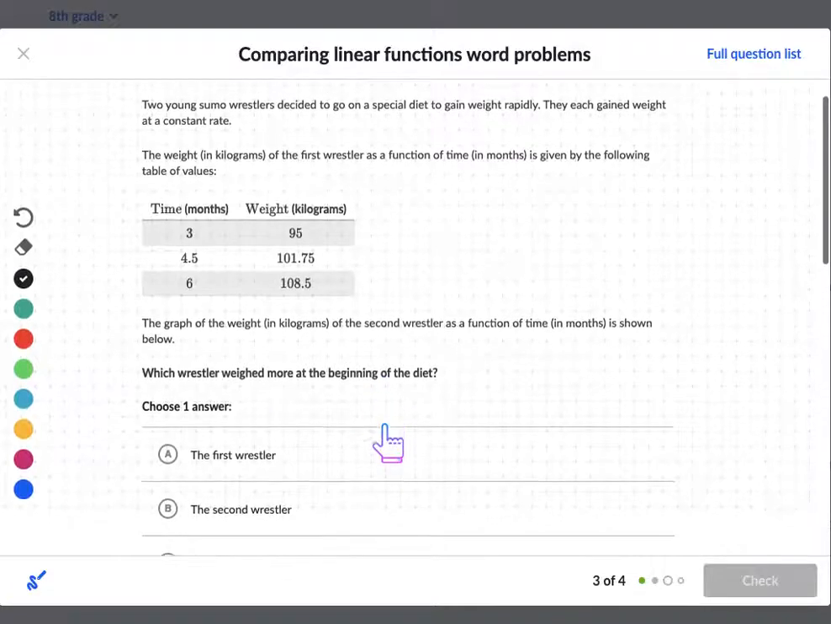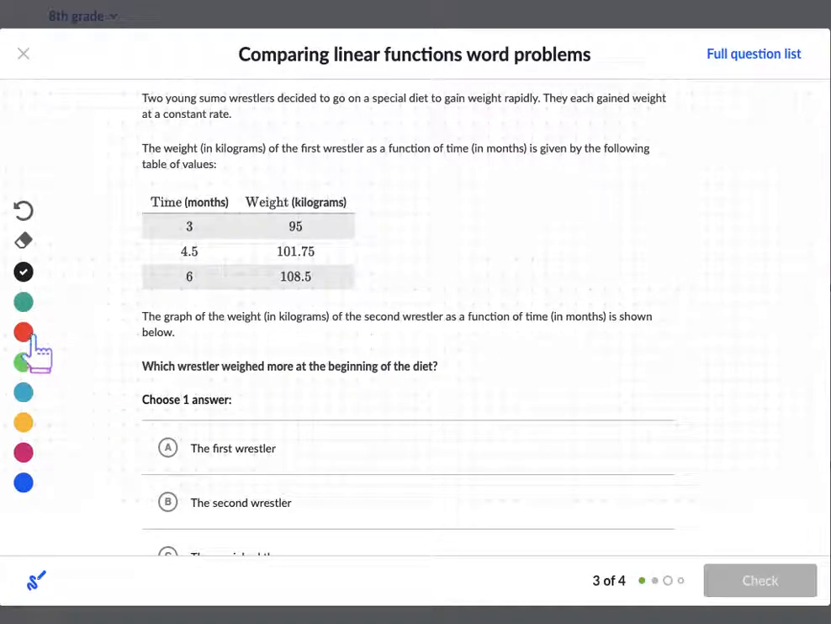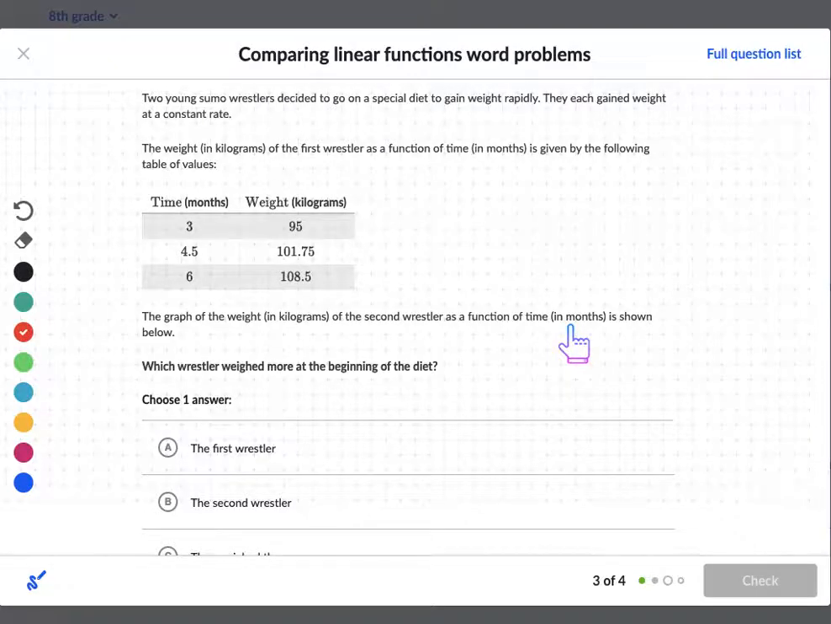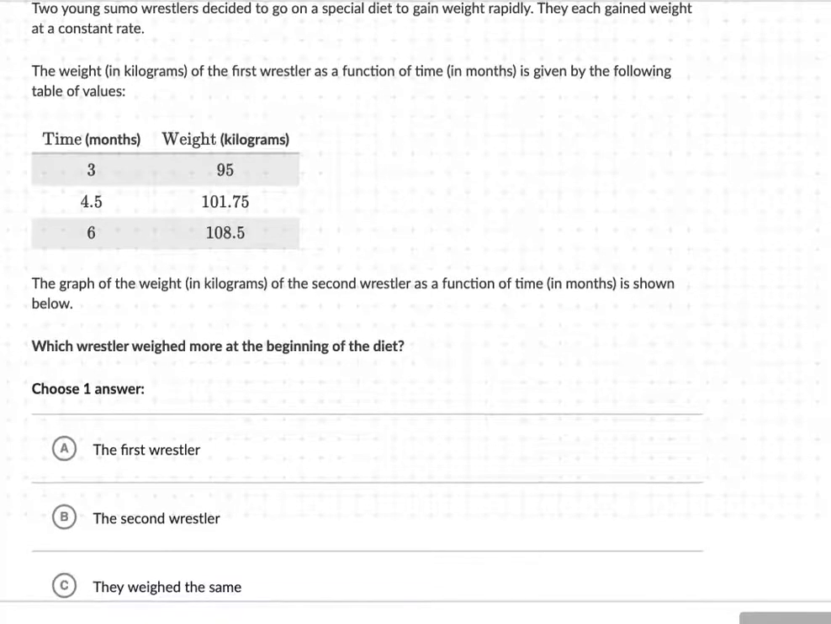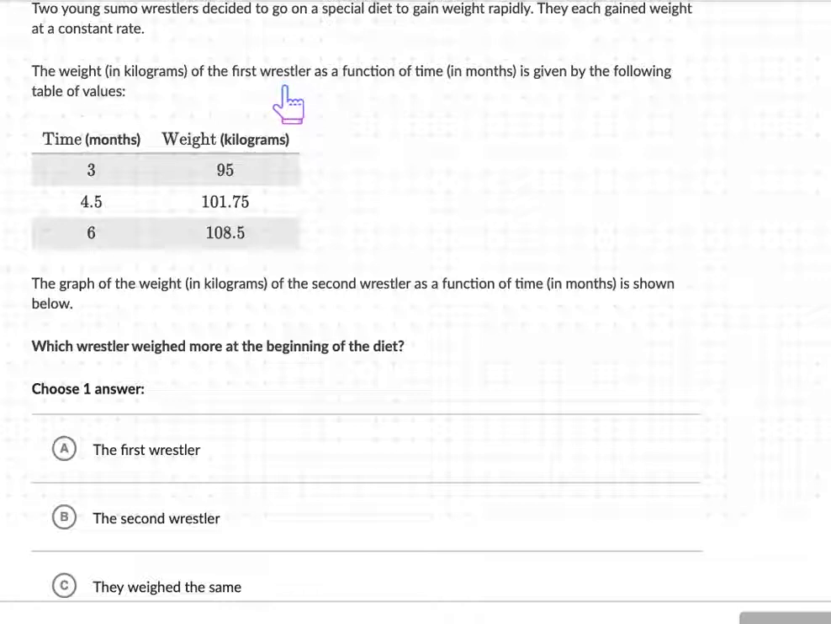Here is the first one. It says that two sumo wrestlers decided to go on a special diet to gain weight rapidly, so very quickly. They each gained weight at a constant rate. So that's telling you that we're going to be using slope. The weight in kilograms of the first wrestler as a function of time in months is given by the following table of values. So the time in months, that's like your x, and the weight in kilograms is like your y.